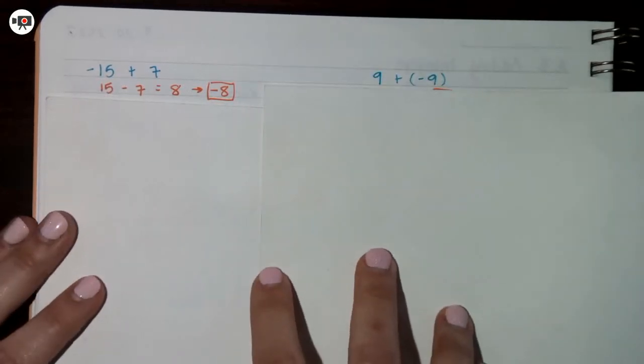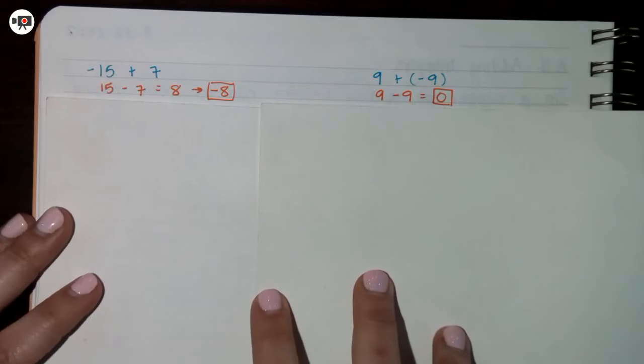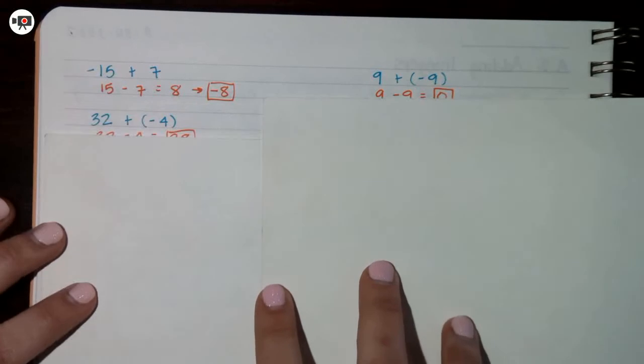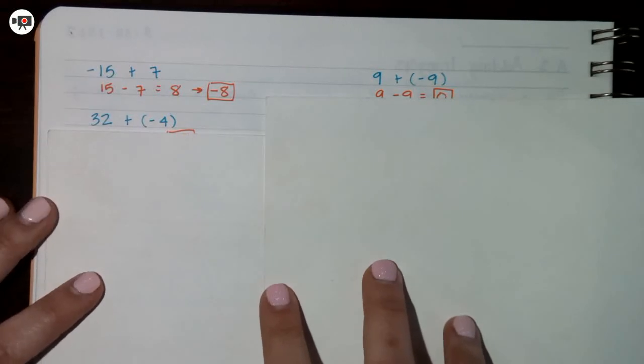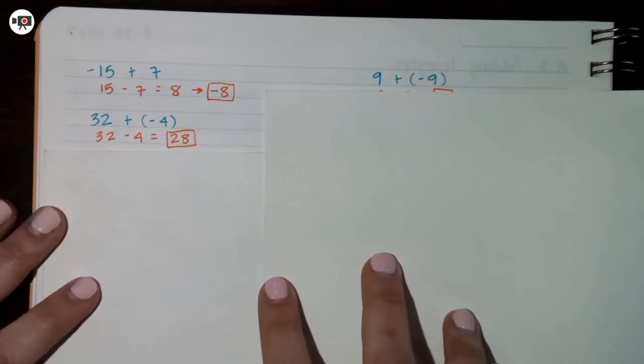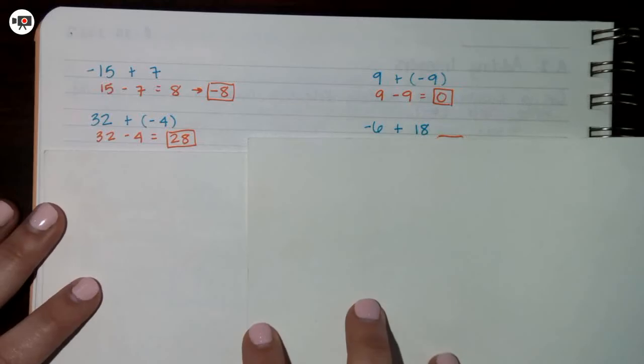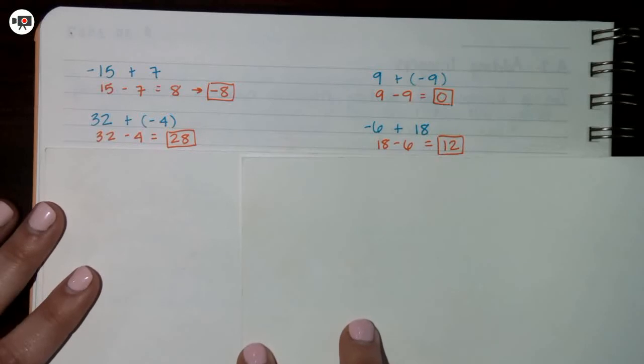For 9 plus negative 9, those are additive inverses, so we get 0. 32 plus negative 4 is 32 minus 4, which is 28. And negative 6 plus 18 is 18 minus 6, which is 12.